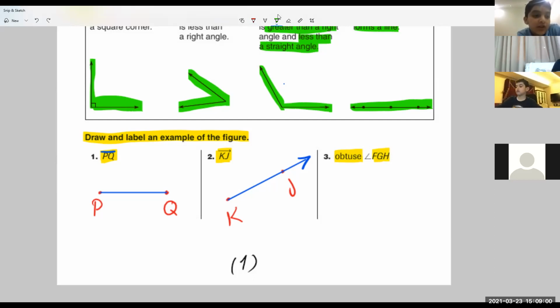How can I show you? Tell me the point we're going to start with. Let's start with F or G or H. F. F, why? Because it's the first letter.